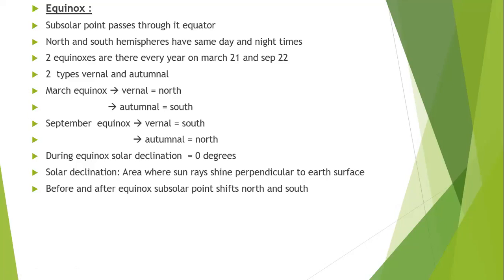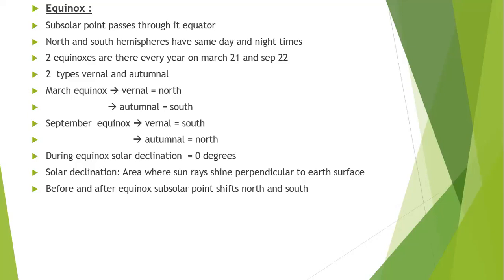Okay, so on every equinox we are going through vernal and autumnal. If you consider the first equinox, that is on March 21st. So on March 21st, the March equinox is created. That is called the March equinox, and in that March equinox, first one, vernal equinox, that is termed as spring equinox.